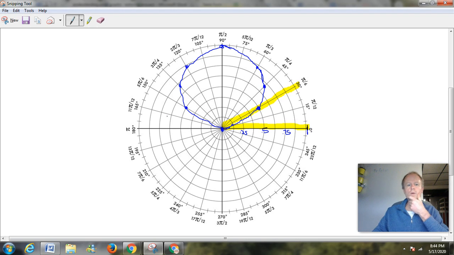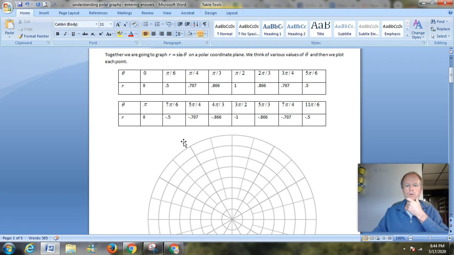And now, once we reach pi, something interesting happens, and this is where we have to be careful. So I'm going to go back to our table. At 7 pi over 6, we have negative 0.5. So let's look at where that would be located.